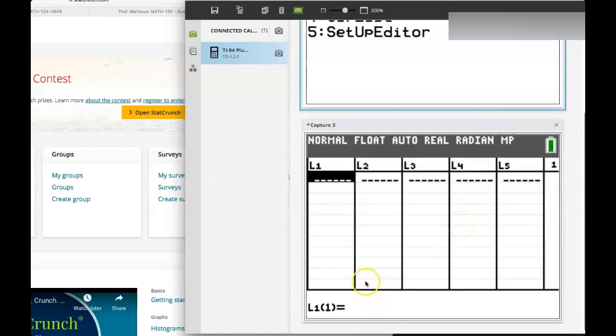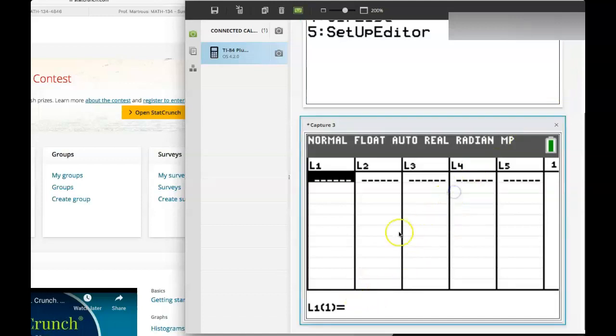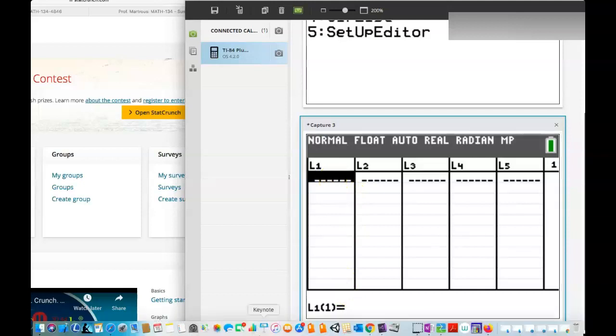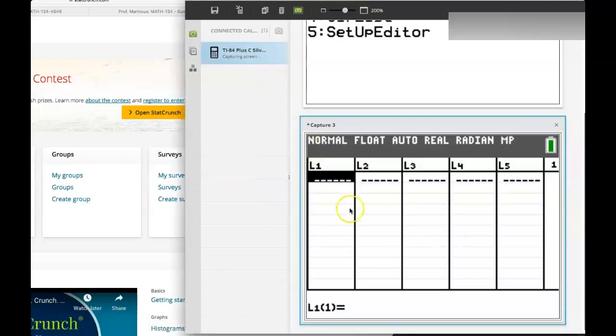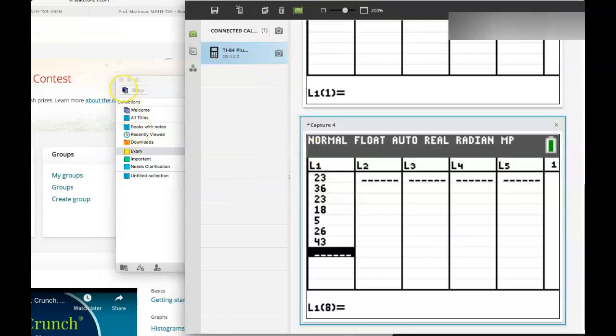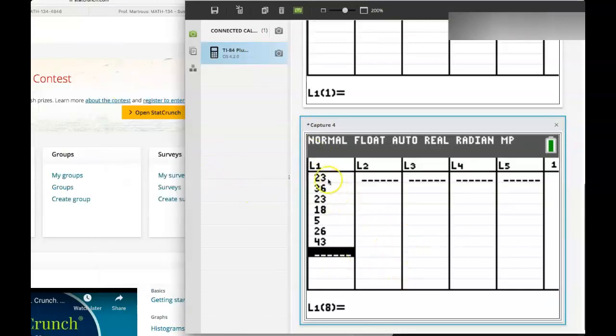So first I'm entering 23. So type in 23 here. You're going to type that number here, and then after pressing enter, that number will show on this bar on top. They'll continue like that, entering 36, then we have 23, 18, 5, 26, 43. Okay, I entered all this data.